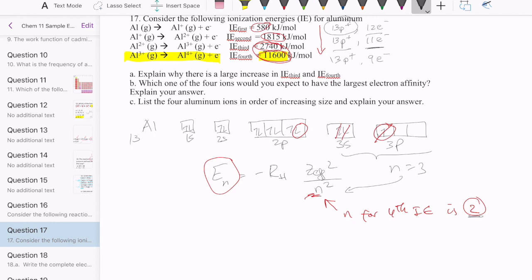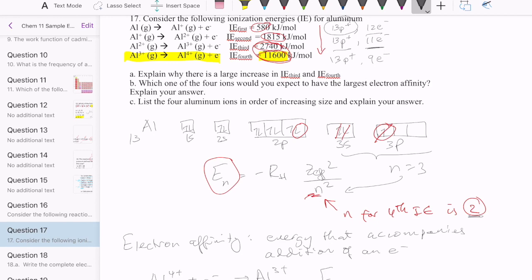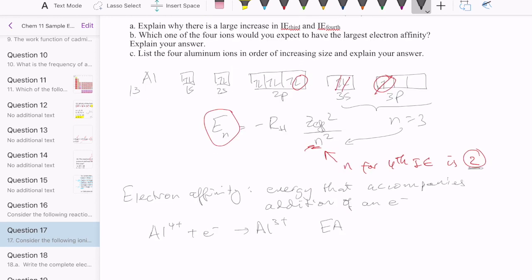Question B says, which of the 4 ions would you expect to have the largest electron affinity? Electron affinity is the energy that accompanies addition of an electron. Okay, so if I were to write the reaction, it would be the opposite of the ionization energy reaction. So for example, for the 4 plus aluminum ion, the electron affinity would be Al4 plus plus an electron, making it Al3 plus. And then there's an electron affinity associated with that, right? And then for the 3 plus, it'd be this. And then there's a different electron affinity associated with this, okay?